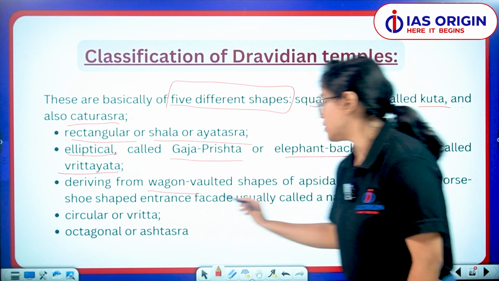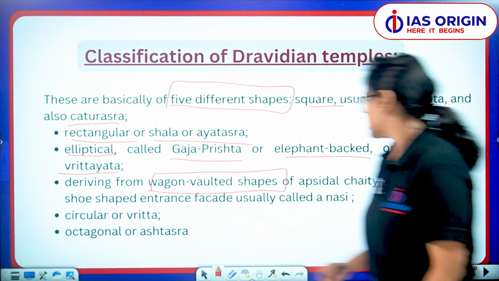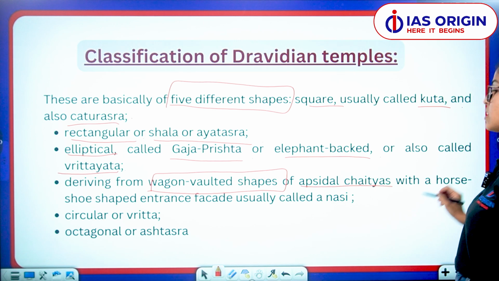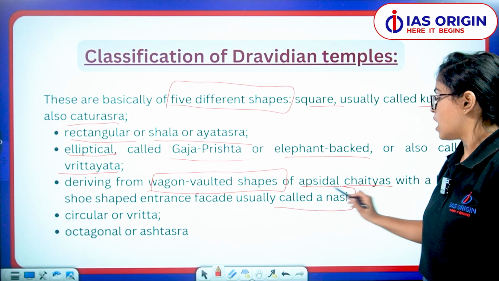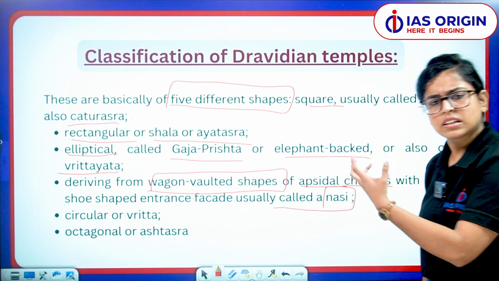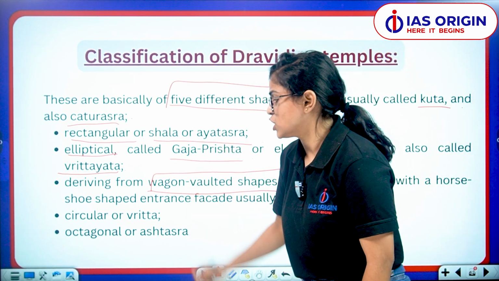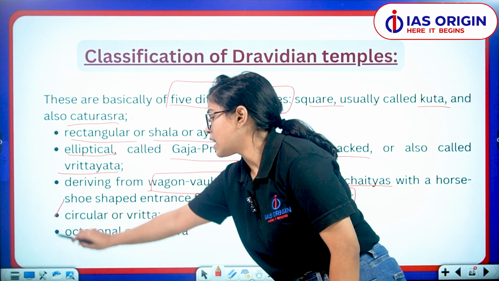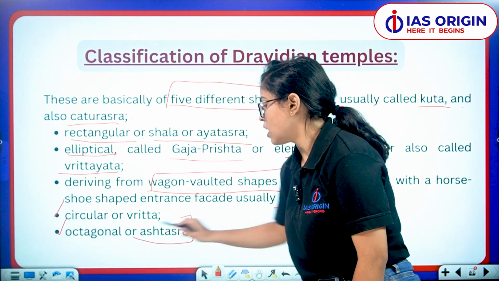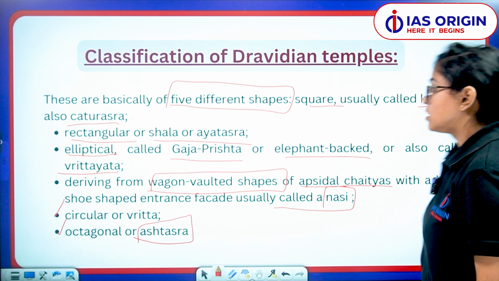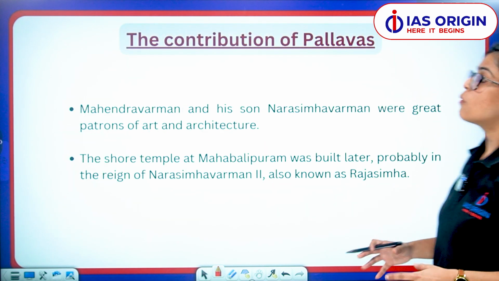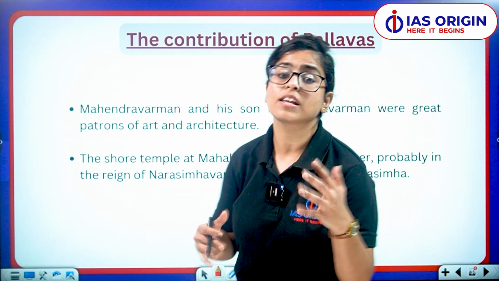Next is the vaulted shape temples. They are known as Wagon Vaulted or Shalas, and are called the Nasi. Now these are some of the things which you need to rote memorize, but they are not very important, just the classification. Next is the circular or Vritta and the octagonal shape or the Ashtashra. These were the classification. Now we will come on to the contribution of various dynasties.